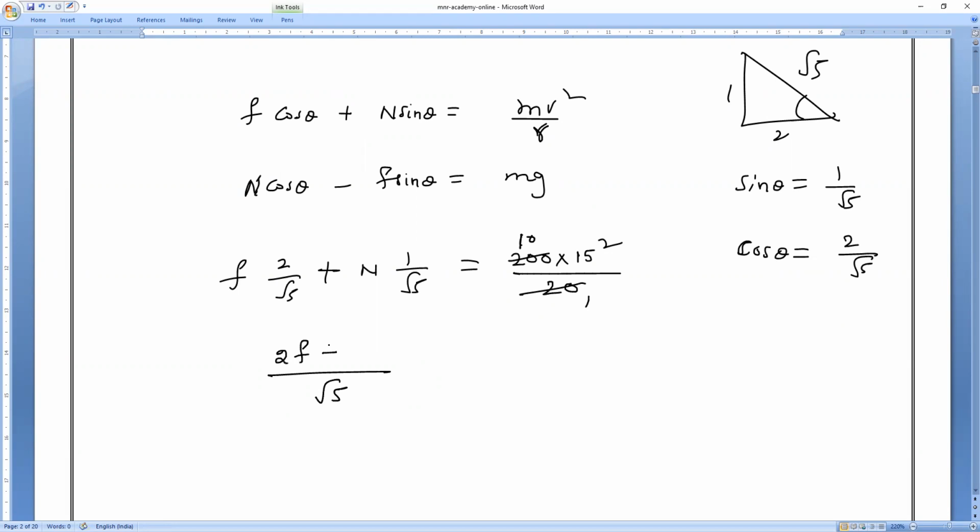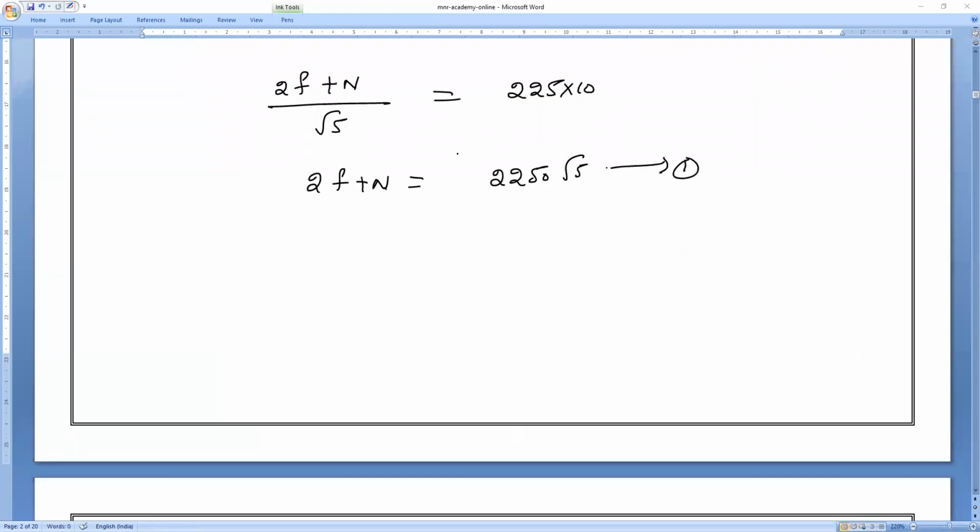This will become 2F plus N, which is equal to 15 square, 225. So 225 into 10: 2F plus N is equal to 2250 root 5. Is it okay? Equation number 1. Anybody having any problem in this? You can ask. Others also, try.